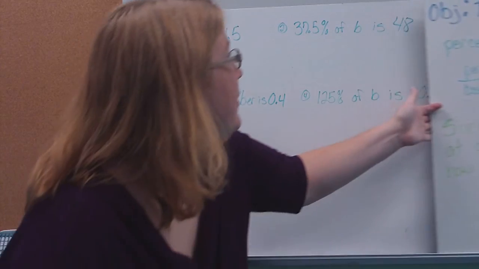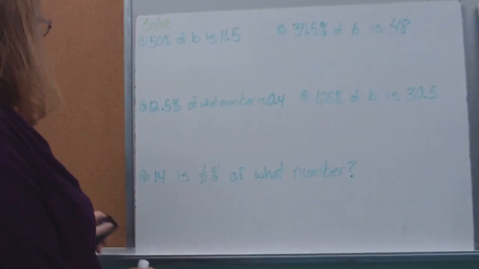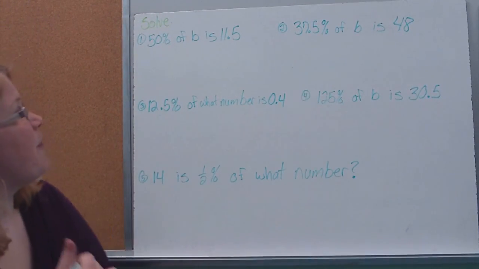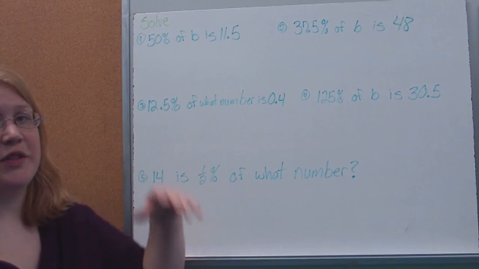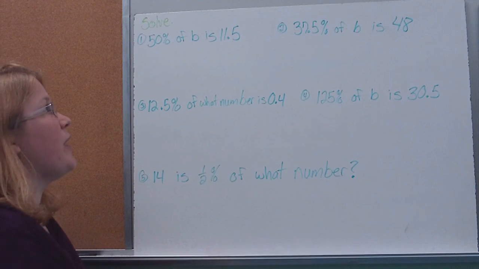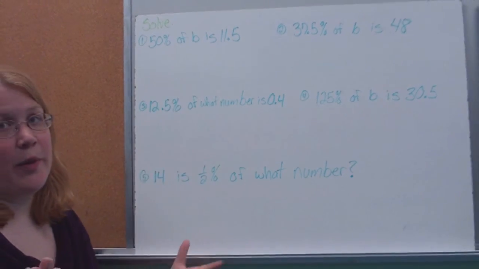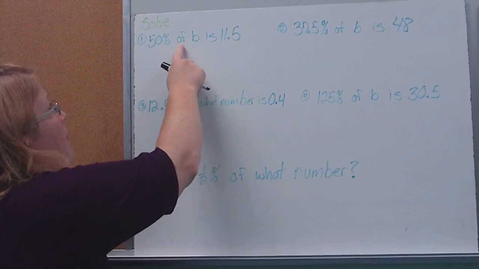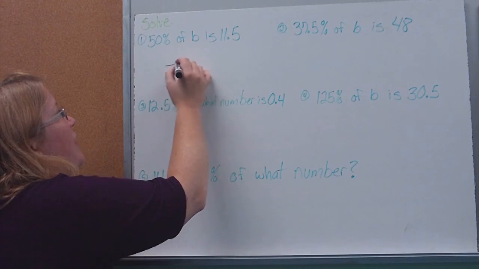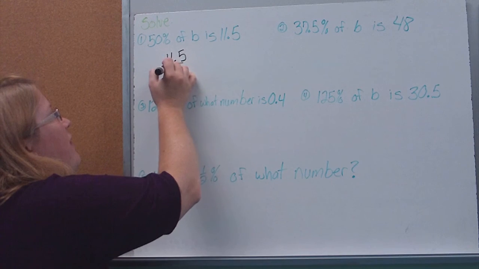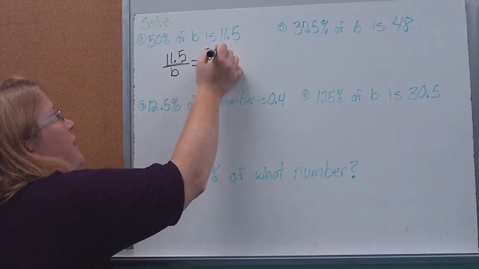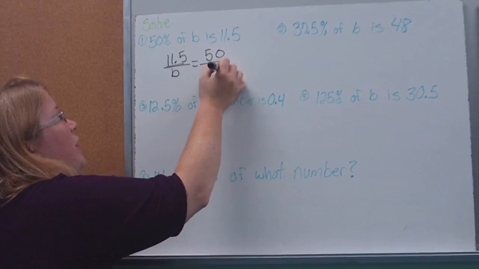So we have a few examples. 50% of B, and here I've given you a letter instead of saying of what number. That was just to save space. A couple of them I've written of what number. Sometimes I'll give you the variable. So of and is. Of, I don't know. We called it B. Is 11.5. My percent is 50. That always goes over 100.